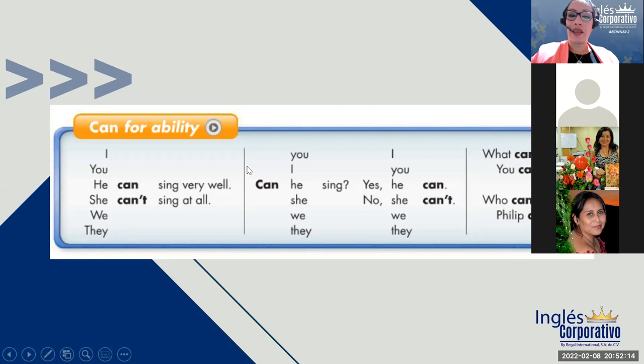Eso es en pregunta. La estructura sería el auxiliar, luego el sujeto, luego el verbo. Y pues puede haber complemento después. Por ejemplo, can you sing? Now, para responder, si es afirmativo, yes, comma, I can. Si es negativo, no, comma, I can't.